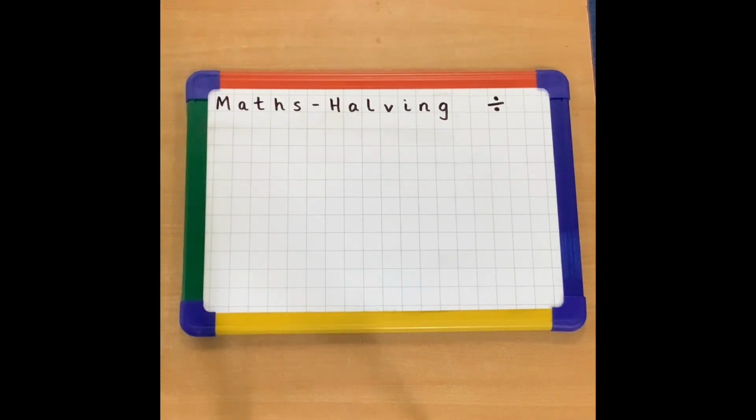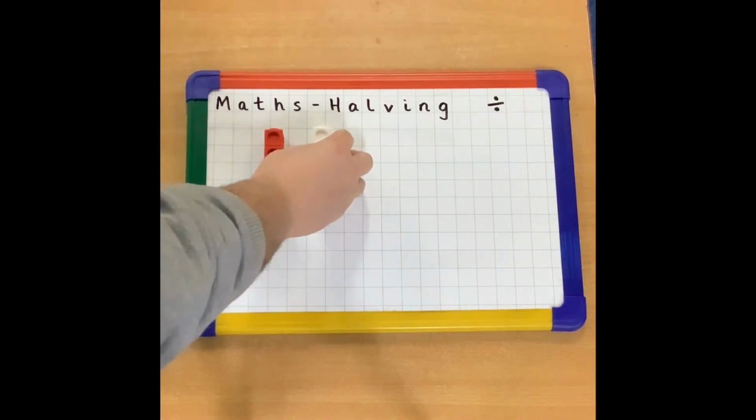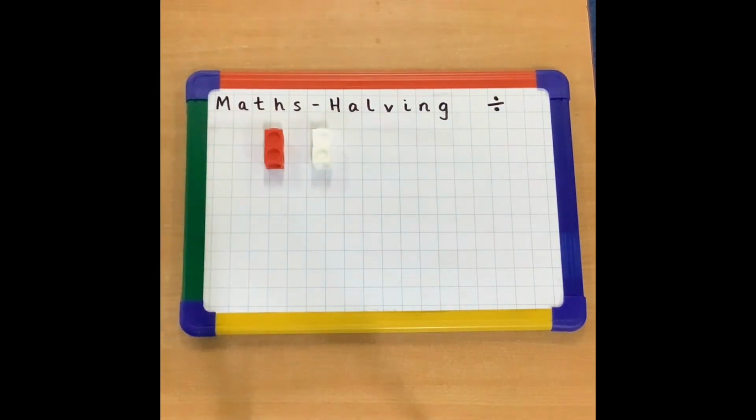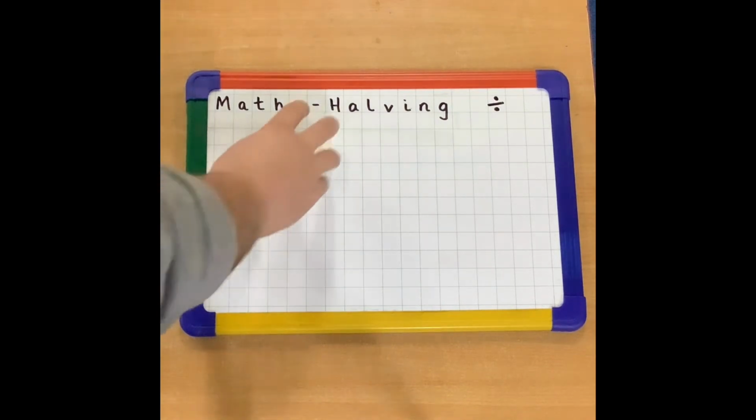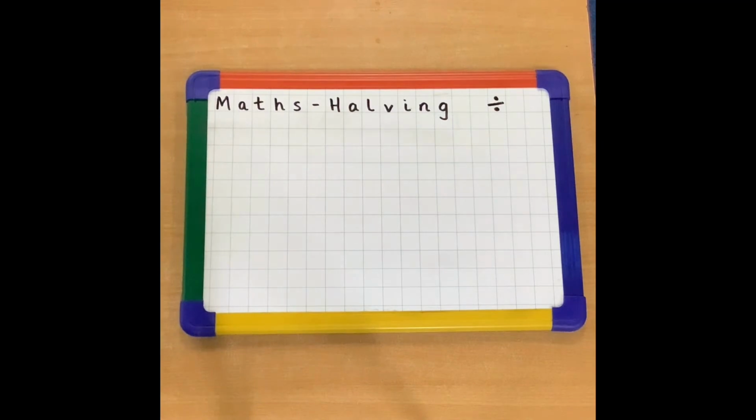So if we had 2 cubes and we doubled 2 cubes, we'd times that by 2 and we'd end up with 4 cubes altogether, wouldn't we? So double 2 is 4. With halving, it goes the other way.